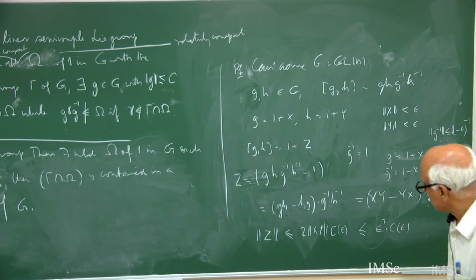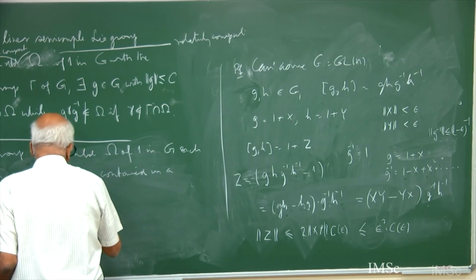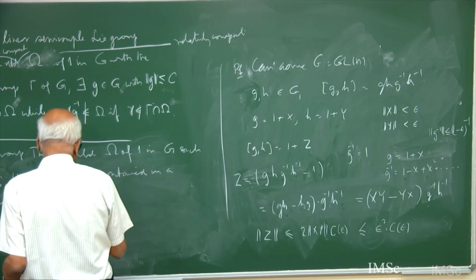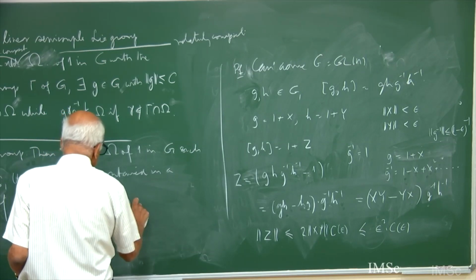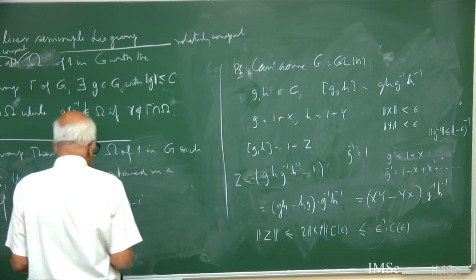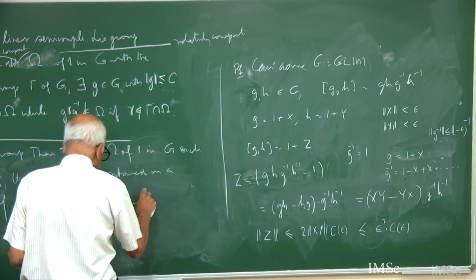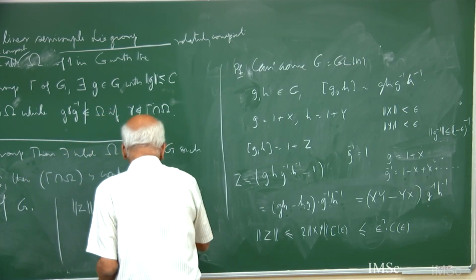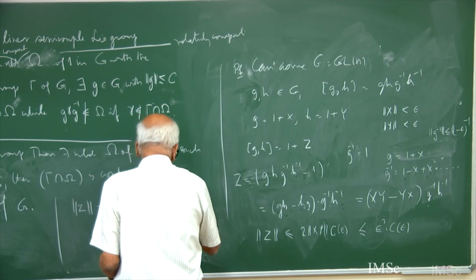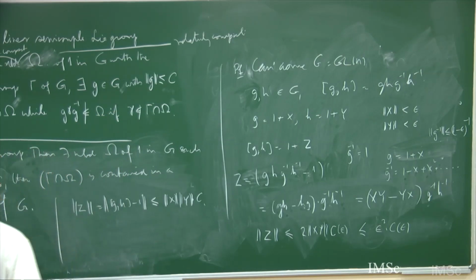Anyway, the point is I get norm Z, which is the norm of the commutator, norm of G H G inverse H inverse minus 1, is less than or equal to norm X norm Y into some constant C. If the neighborhood is sufficiently small, I can fix a C and I will get such an inequality.